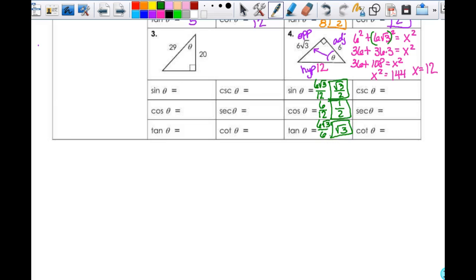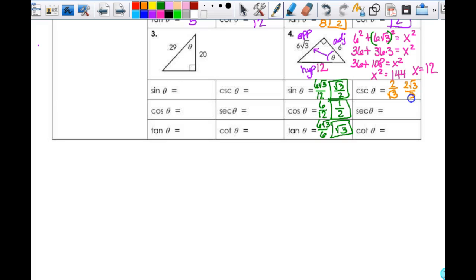All right, so then my cosecant. Cosecant is the reciprocal of sine. So this one is the better one to use here. So I get 2 over the square root of 3. Am I allowed to leave it like that? No, I've got to rationalize. What does it become?